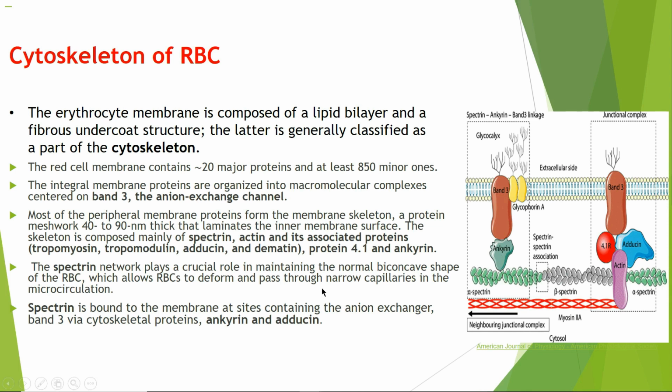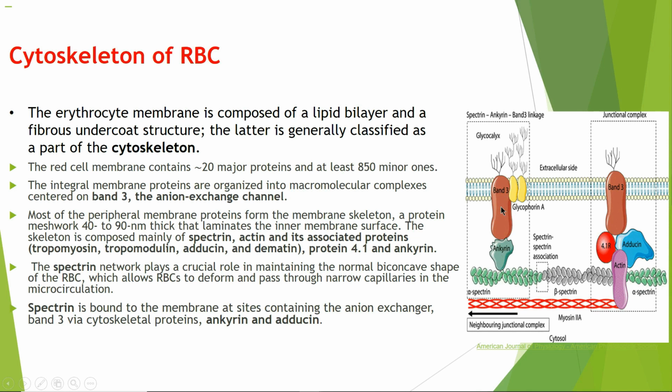So its role is very important. Now, spectrin is bound to the membrane at sites containing the anion exchanger band 3 via the cytoskeletal proteins ankyrin and adducin. So ankyrin and adducin are proteins which keep this spectrin connected with the band 3 protein, which is an anion exchange channel.